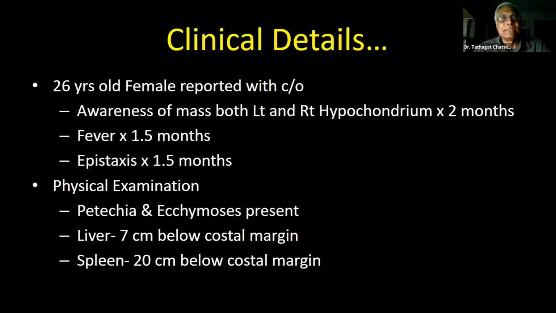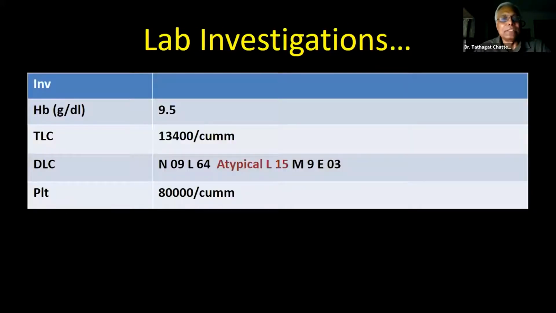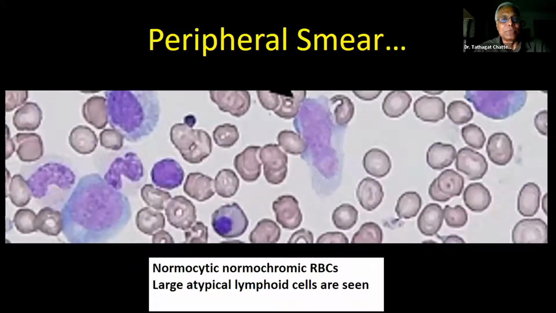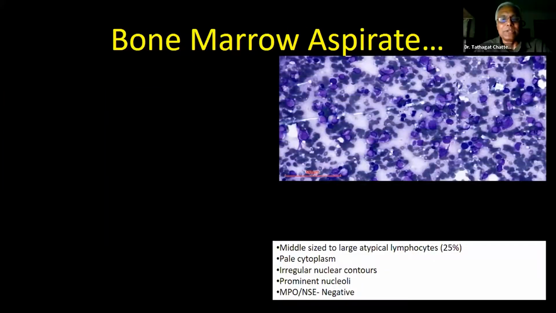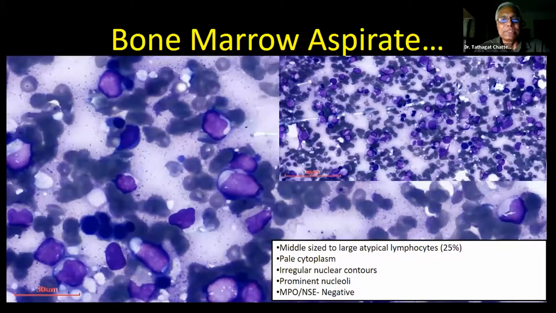Case 6, a 26-year-old female with massive splenomegaly, fever, epistaxis, petechiae, ecchymosis, and a big liver. These were the lab investigations: 13,400 TLC with atypical lymphocytes, 15% of the 64% lymphocytes, with thrombocytopenia. Now, this is a cell which shows atypical lymphoid cell projection. When we did a bone marrow aspirate, we saw middle-sized to large atypical lymphoid cells with pale cytoplasm, irregular nuclear contours, prominent nucleoli. We thought they were blasts, but the MPO and NSC were negative.